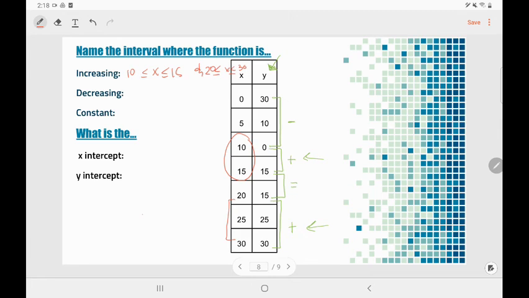Decreasing. Well, the only place that decreased was this section right here. So what x values was that? 0 to 10. And where was it constant? Right here, which was 15 to 20. What are my x and my y-intercept? Well, remember, x-intercept, I'm looking for the y value to be 0. So here is my x-intercept, 10, and here is my y-intercept, 30.